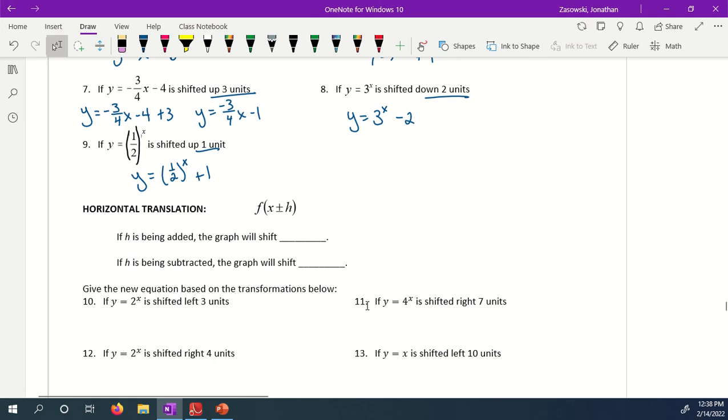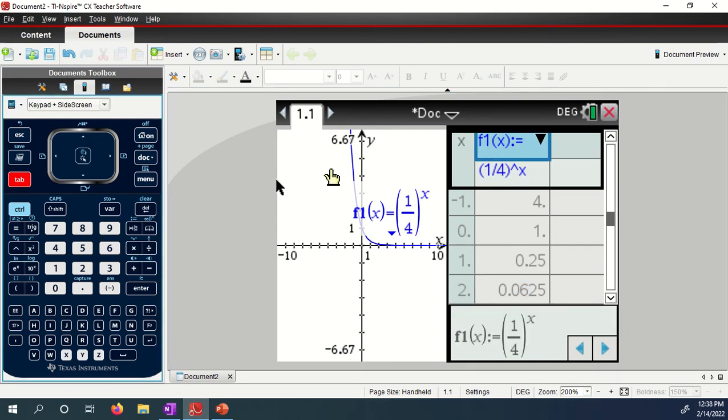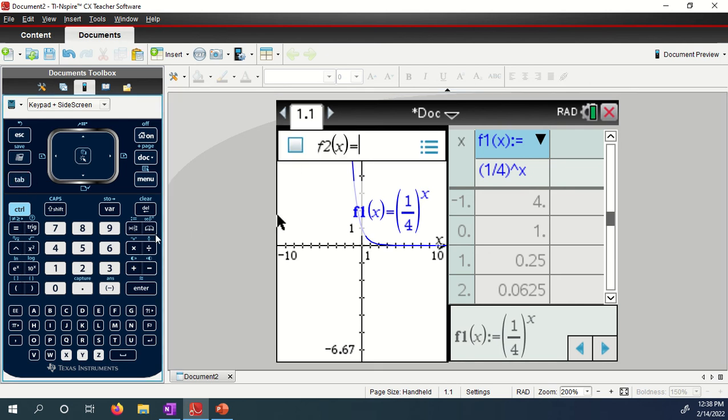Okay, horizontal translation. So if we have a function h of x, now if you want to shift the graph left or right, you have to add something to the x value. But this is where it gets a little bit tricky. All right, so we have our graph y equals 1/4 to the x. We're going to use this and add in 1/4 caret x, and then we're going to subtract 2 from it.